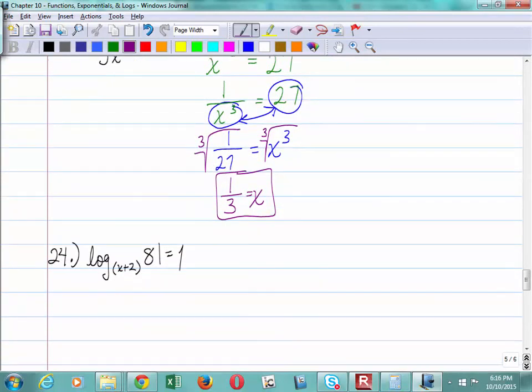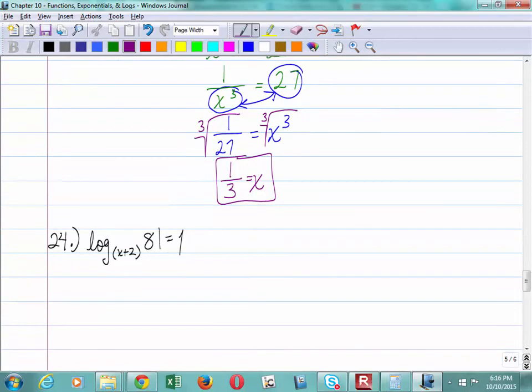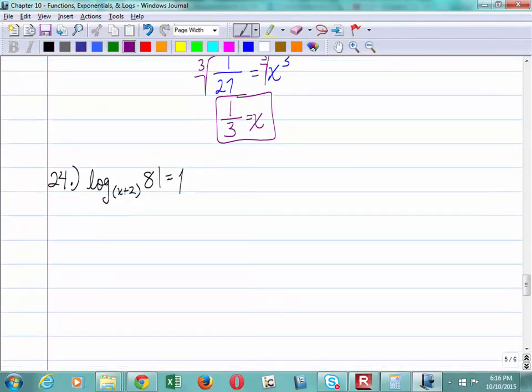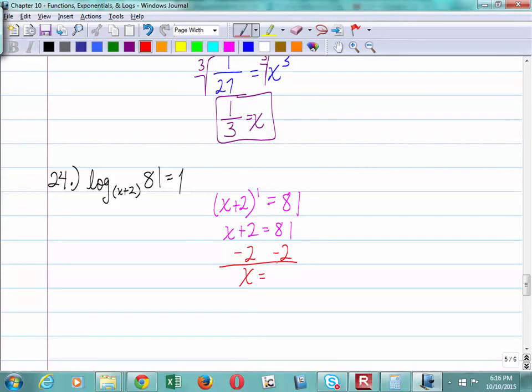And number 24, log base x plus 2 of 81 equals 1. So x plus 2 to the power of 1 equals 81. So that is x plus 2 equals 81. And then just subtract 2 from both sides. So x is equal to 79.